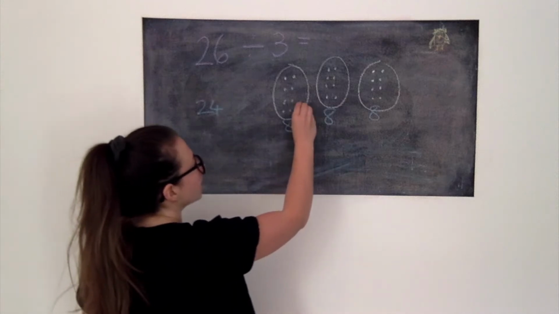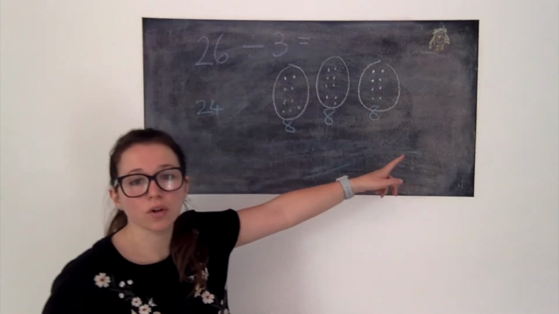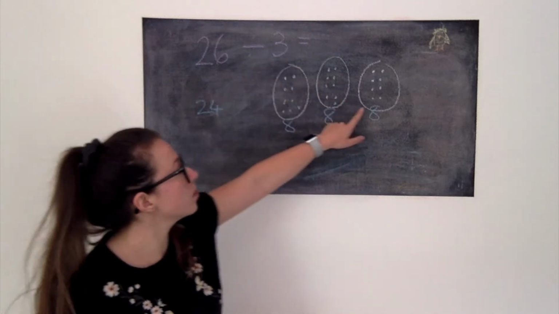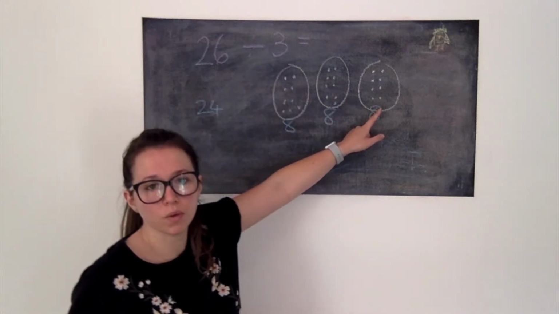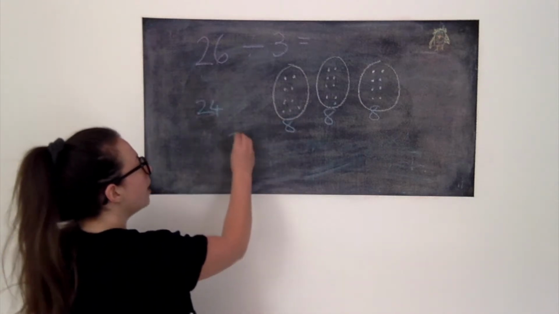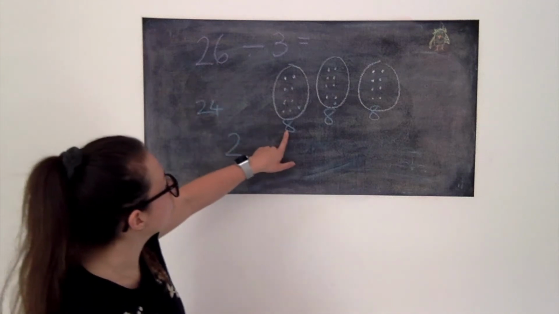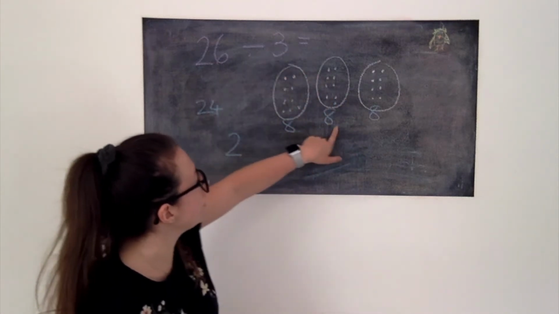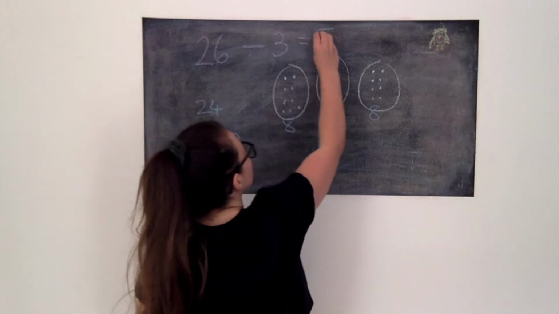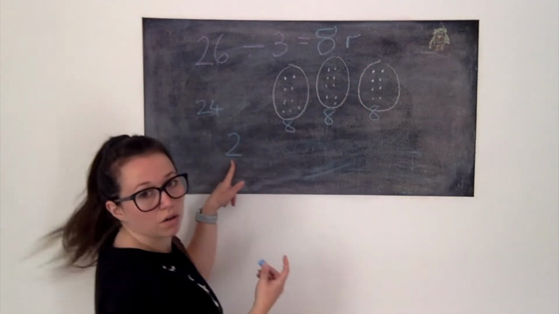I cannot add those 2 to another group because I haven't got enough. I'm sharing between 3, so then each group wouldn't be equal. Therefore, the 2 that we had left over becomes our remainder. So for this question, my answer would be 8. I've got 3 equal groups of 8, but I have a remainder of 2.